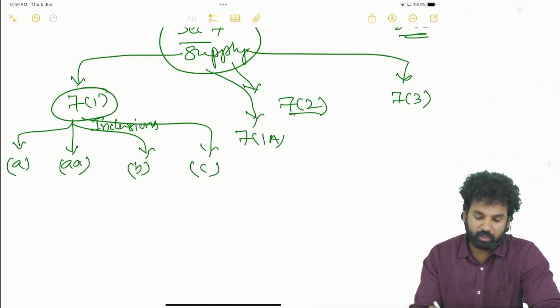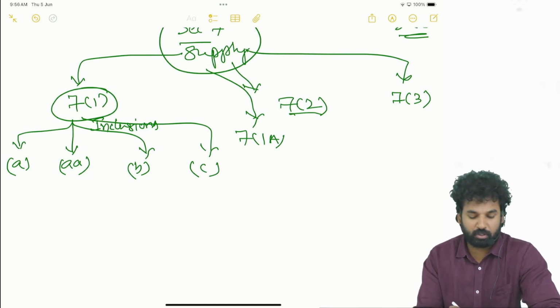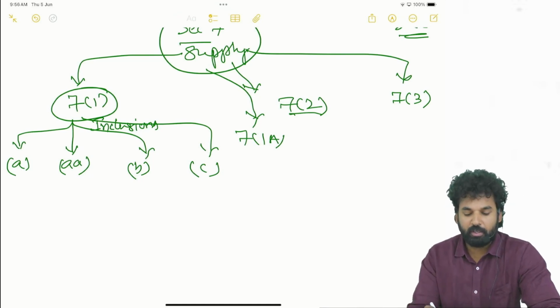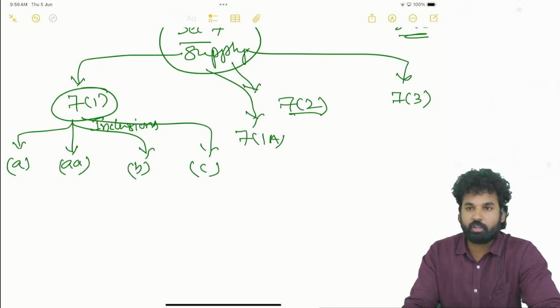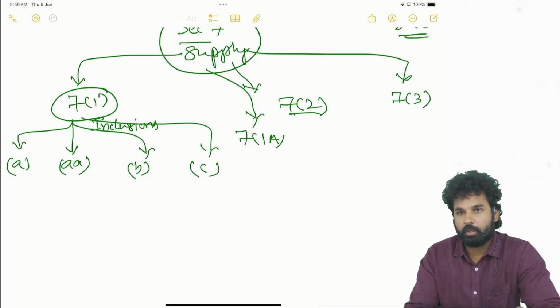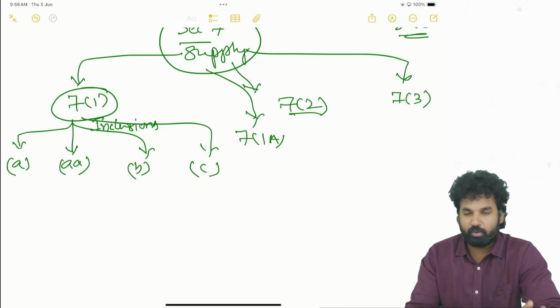So we have touched all of this now: 7 subsection 1 clauses A, B, C, and 7.1A. 7.1A is talking about supply includes all forms of supply, whether it may be sale, transfer, barter, lease, license, rental, everything. It is an inclusive list, not an exhaustive list.